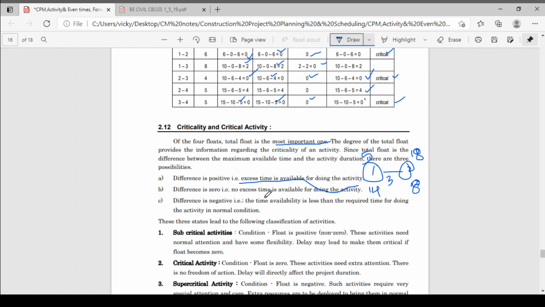Now when float is negative: sometimes while doing the project, your project is already delayed. 5 plus 3 is 8, but because of the delay, suppose here it is delayed, here instead of 4 it is now 5 days, so the project is delayed by one day. Because of this delay here too, what was your latest finish?